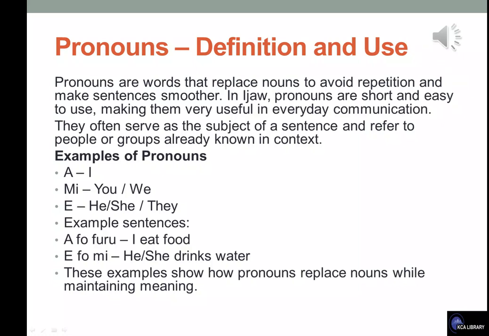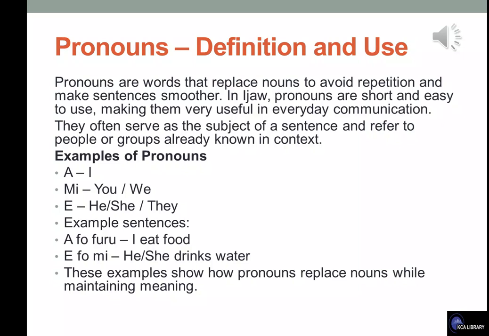Pronouns are words that replace nouns in order to avoid repetition and make sentences smoother and more natural. In Ijaw, pronouns are generally short and simple, making them highly useful in everyday communication. Pronouns often function as the subject of a sentence and refer to people or groups that are already understood within the context of conversation. Examples of pronouns in Ijaw include I, me, you/we, he, she/they.